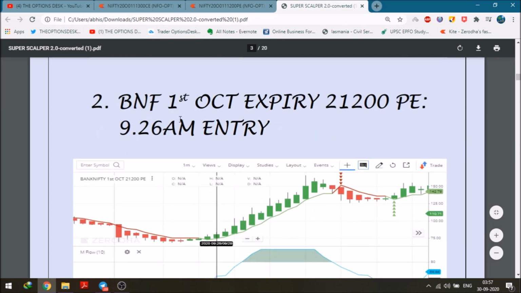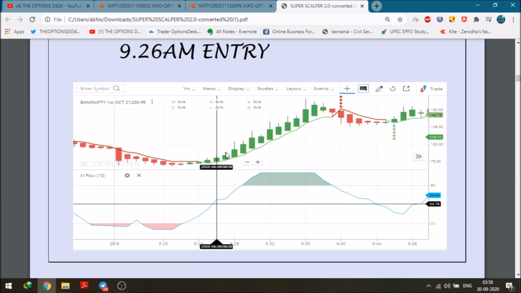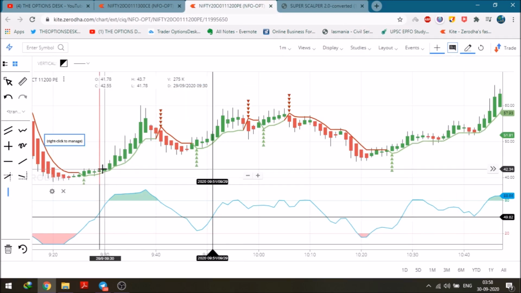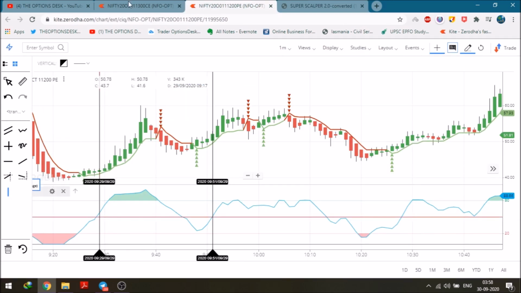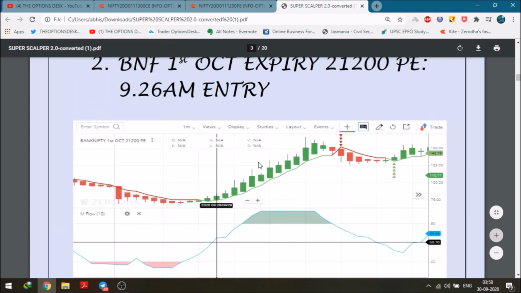Okay, BNF also works, the Bank Nifty. I have not used the Bank Nifty option because in Nifty it is much easier to explain, it is less volatile, and the calculations are also much easier, and you also don't have to use too much of your brains at this point of time. Okay, so Bank Nifty October expiry, that is 21,200 put option, 9:26 a.m. entry. See, the Nifty gave an entry at 9:29 a.m. and the Bank Nifty gave an entry at 9:26 a.m. Okay, so no problem. See, this is the correct point.